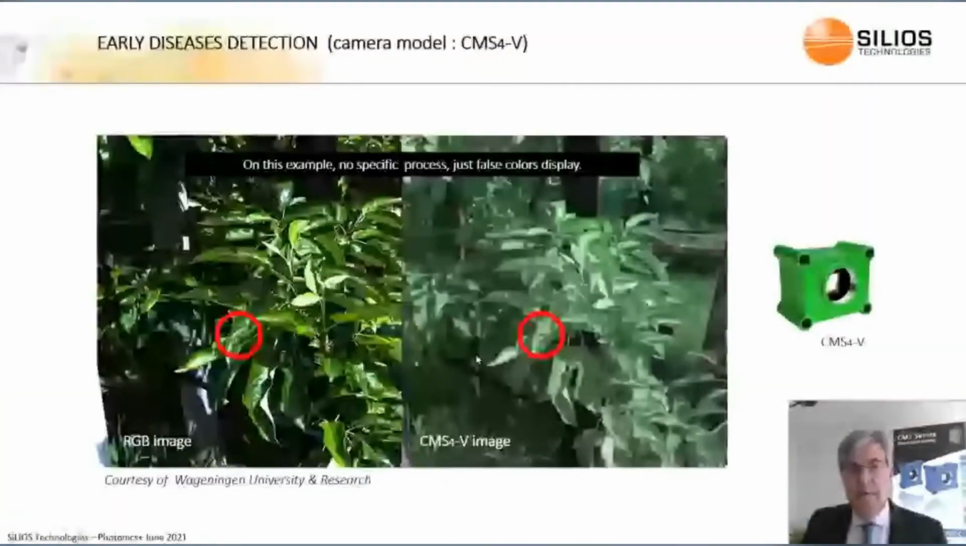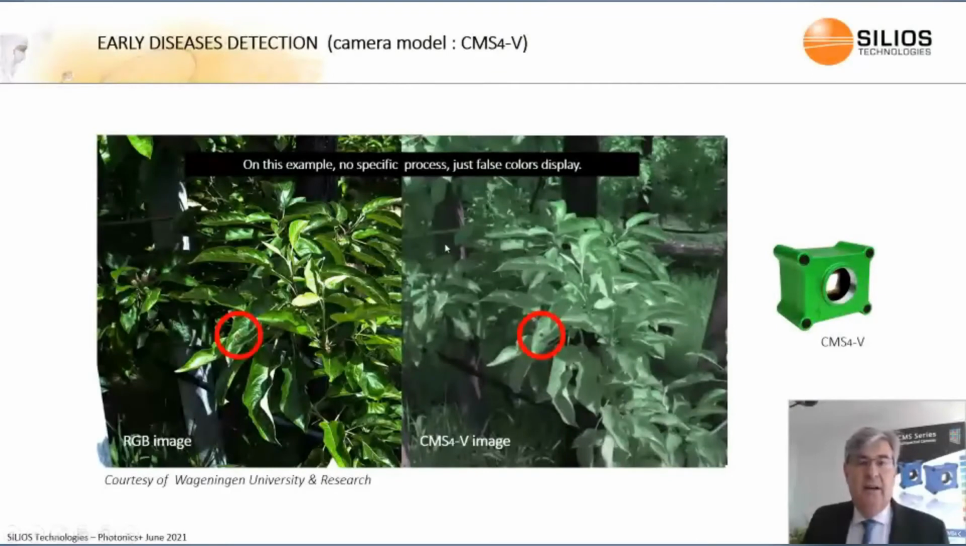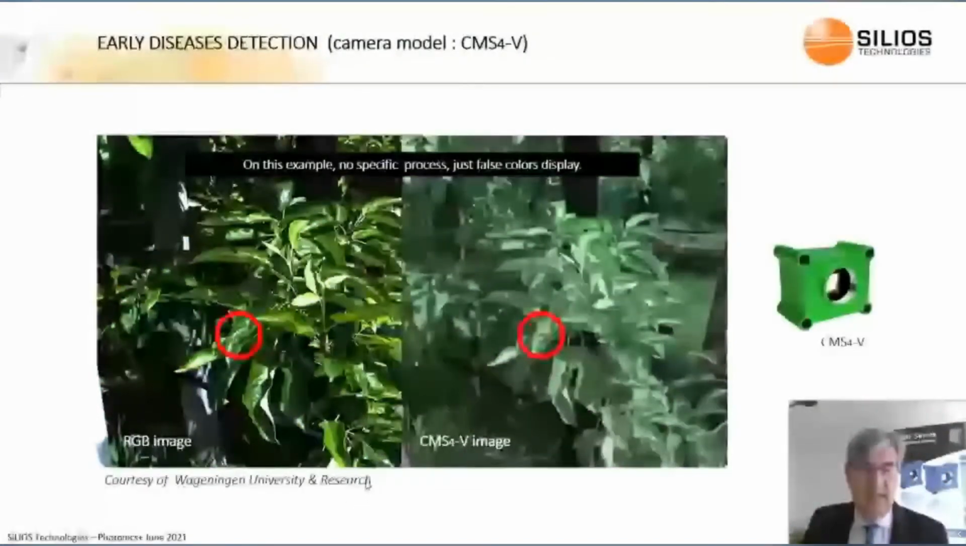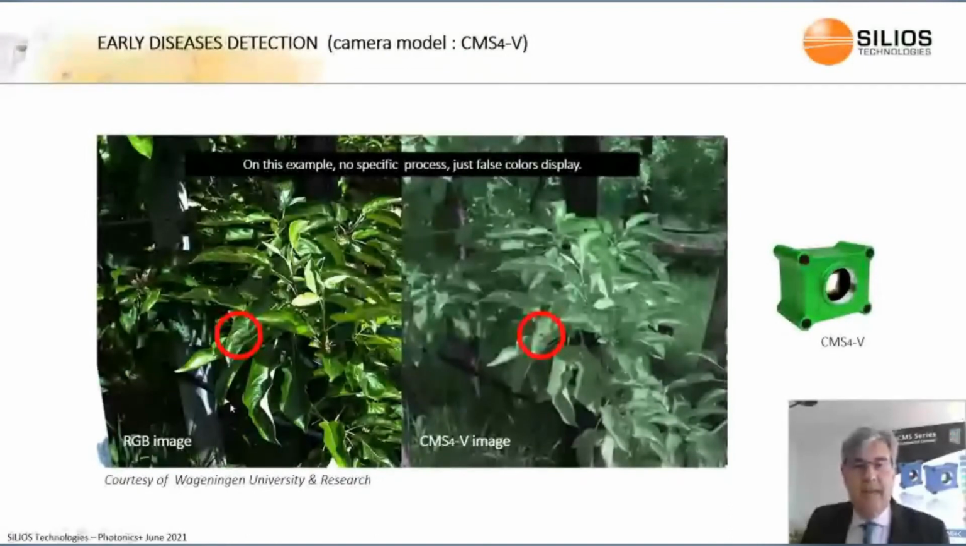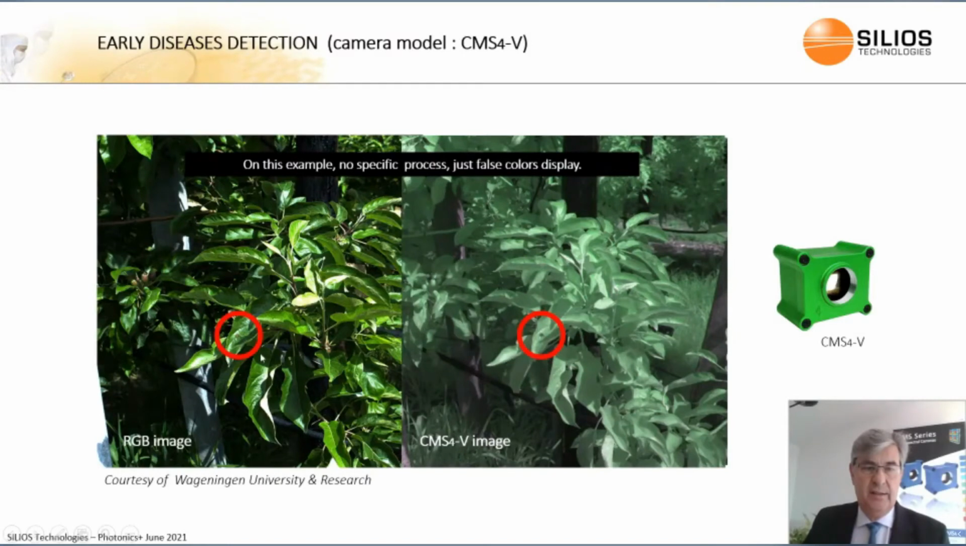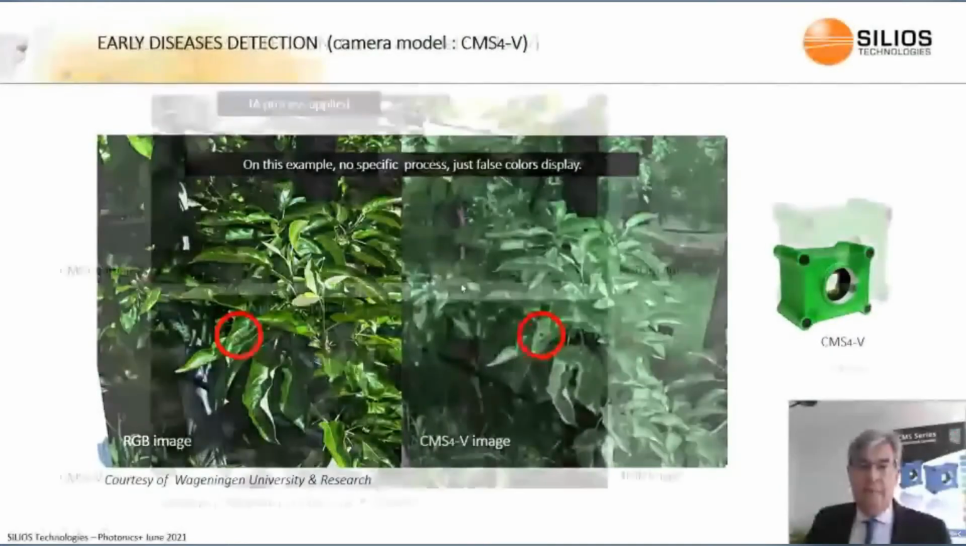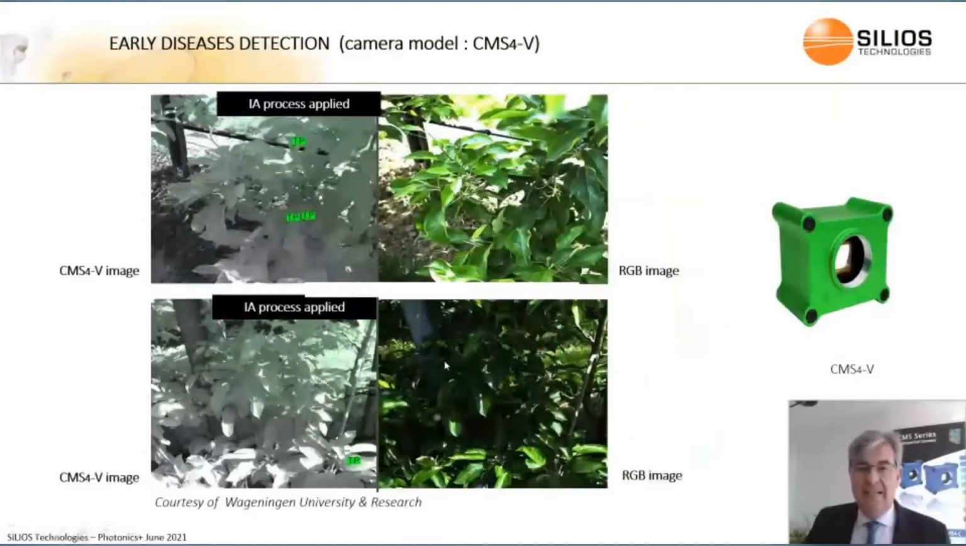Another application is also on a robot, but a land robot. It's for early disease detection. The example is the CMS4, so the range 500-800. And our customer here, Wageningen Research University, made a comparison with an RGB camera and also our multispectral camera, the false color image without any processing. So you easily see that the disease is more easily detected than with an RGB. And this is more true when you have problems of lighting.